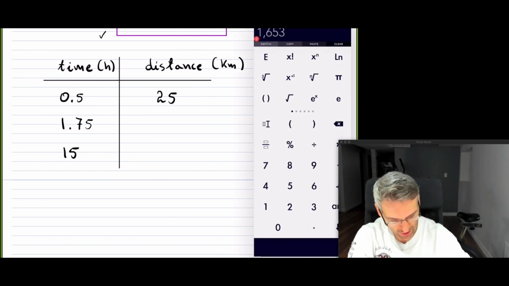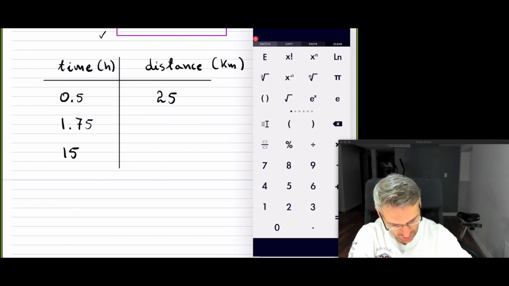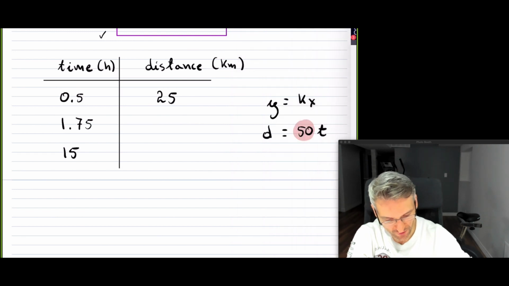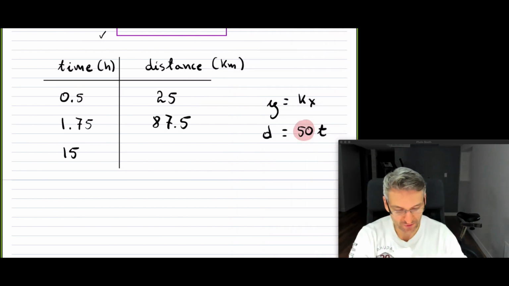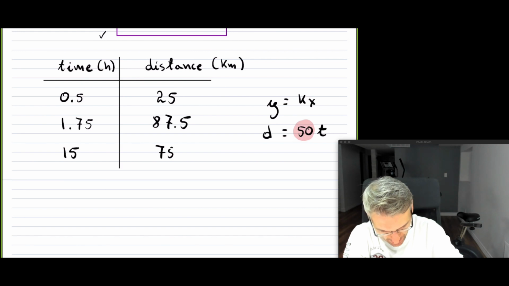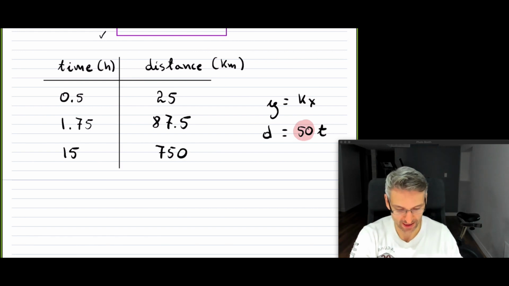So if you had 1.75, notice 1.75 times 50 is 87.5. So this is 87.5. And 15 times 50, that would be around, I think, 750 kilometers. So that's what you would have there.